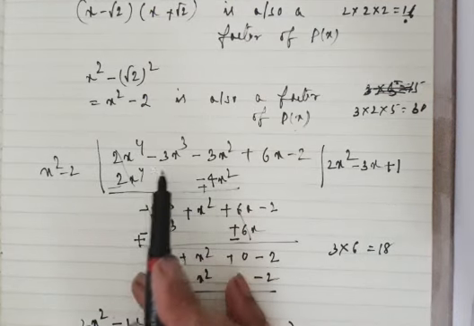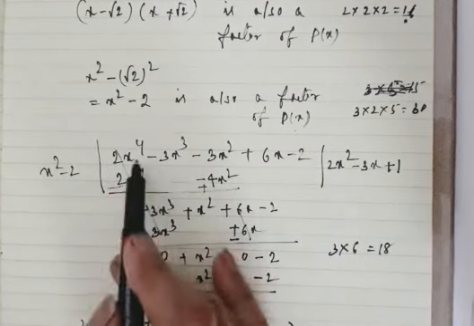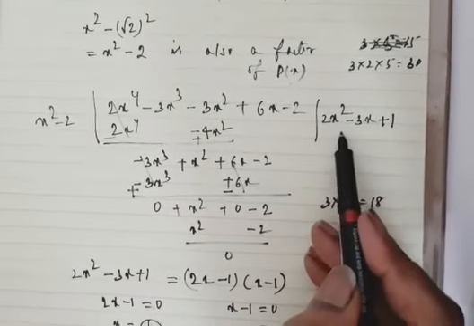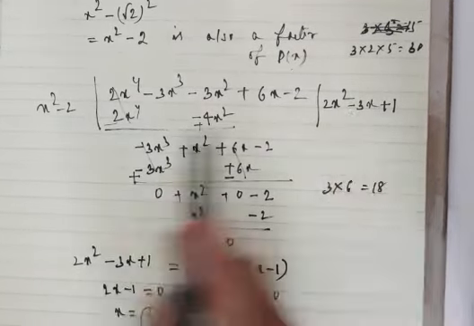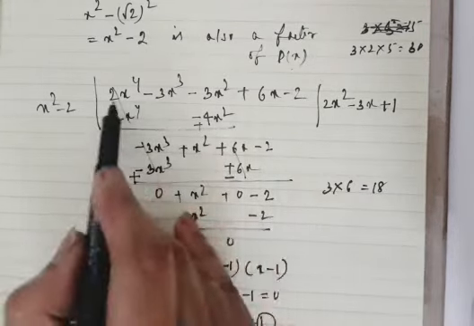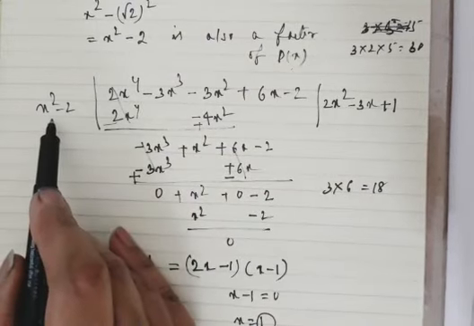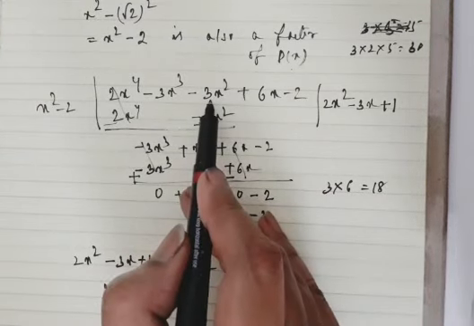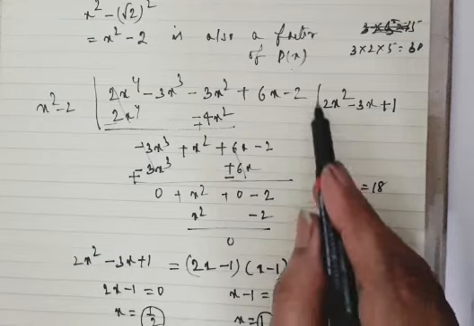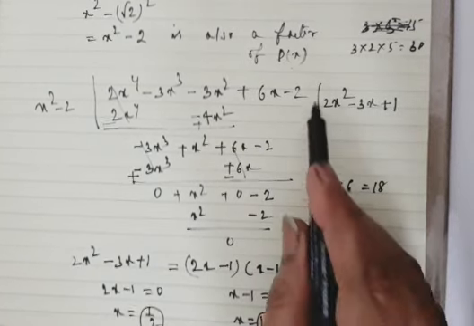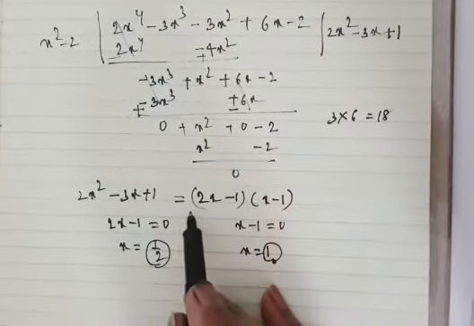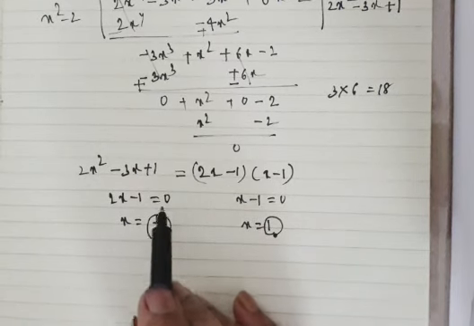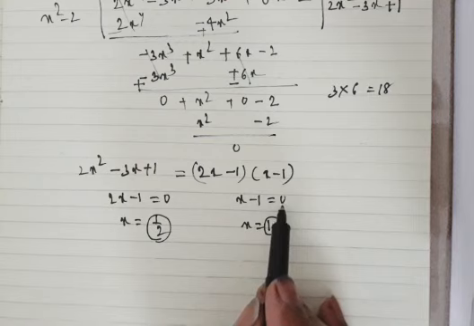So x square minus 2 is also a factor of this. Now let us divide. This is a factor of this. So let us divide. After dividing, we will get some quotient. Now you see, product of these two numbers is equal to dividend. So x square minus 2 is a factor of this, and this is also a factor of this. Now again you see, let us factorize this, because it is a quadratic polynomial. By factorization we get 2 factors. Now 2x minus 1 is a factor, x minus 1 is a factor.